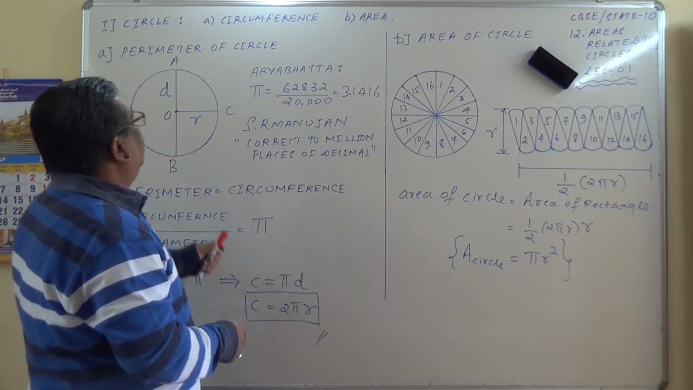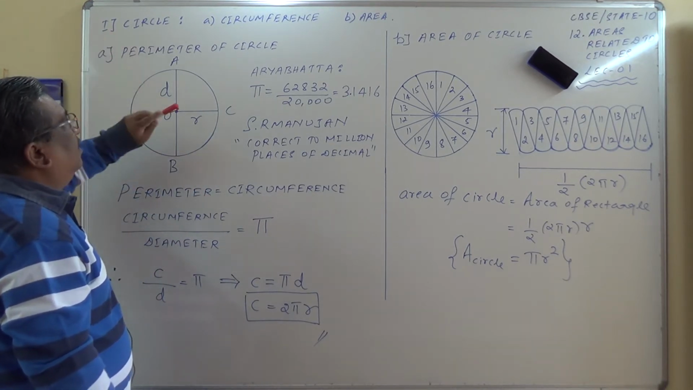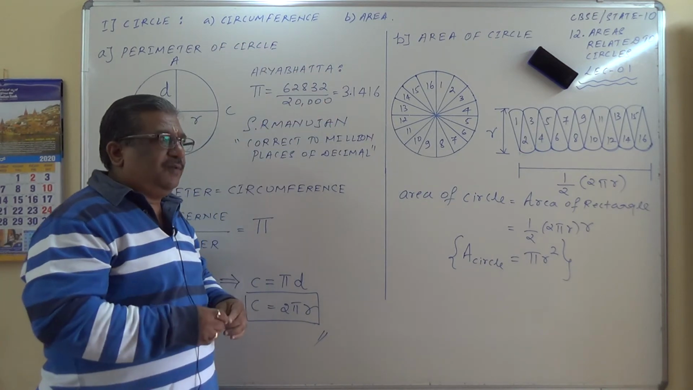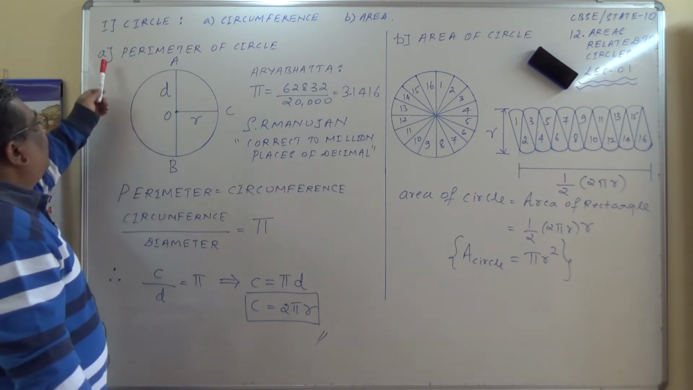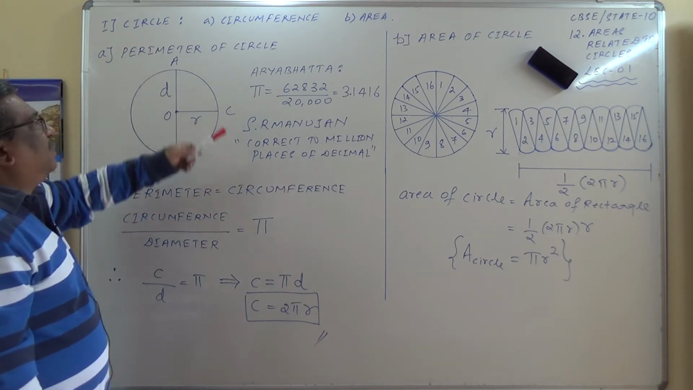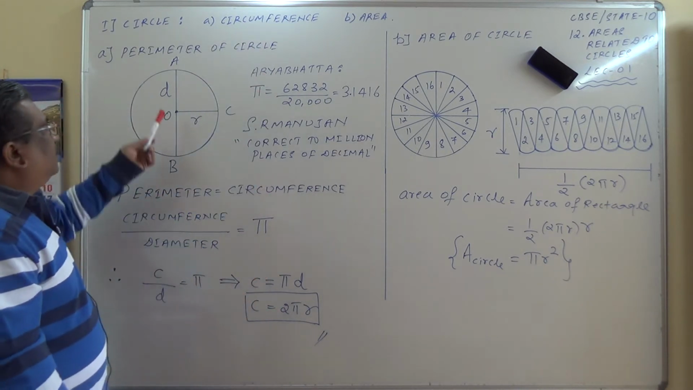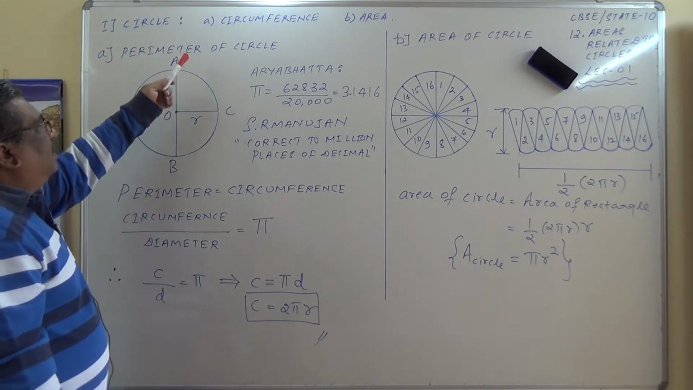Now we'll see, with respect to circle, what is the circumference and what is the area, the formula for circumference and for the area. So first one, the perimeter of the circle. Of course, the perimeter is called the circumference, isn't it? So the entire perimeter of the circle is the circumference.